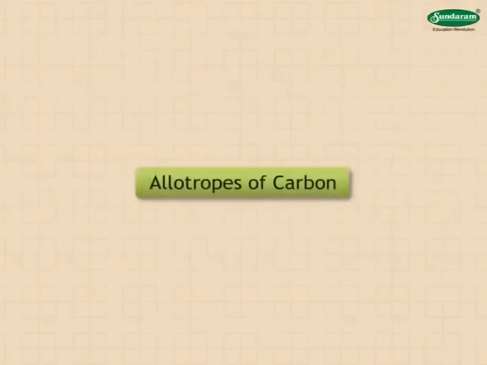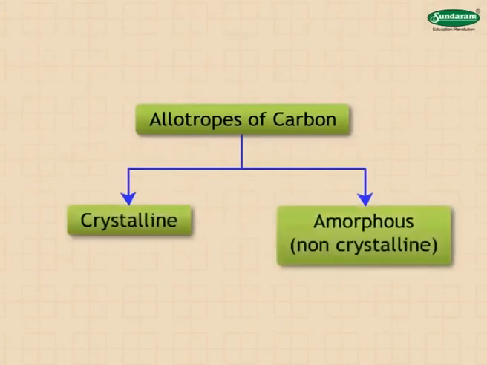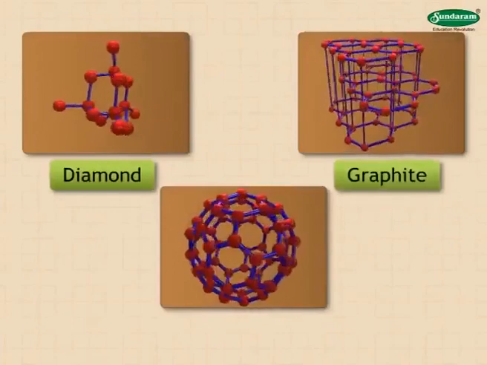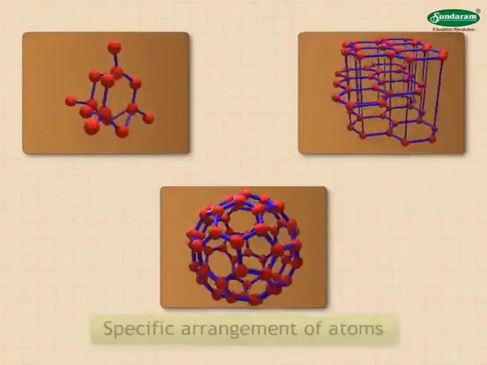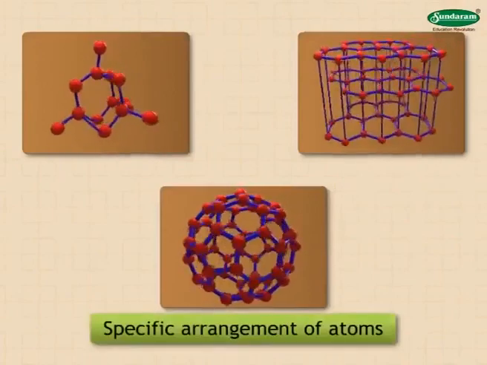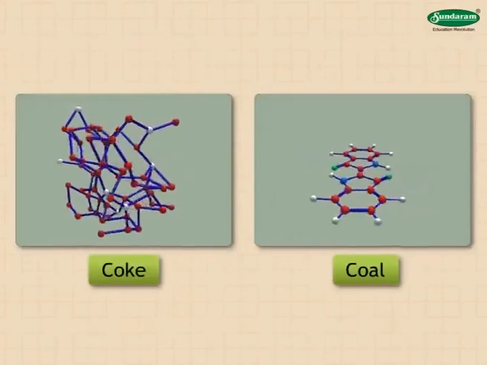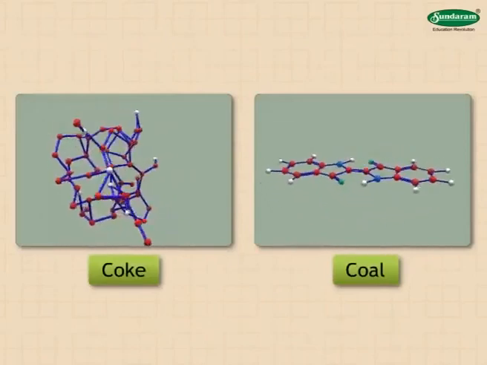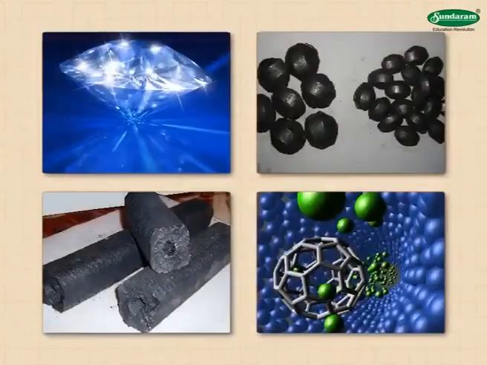Let us study the allotropes of carbon. They are of two types, crystalline and amorphous or non-crystalline. Diamond, graphite and fullerene are the crystalline allotropes. They have a specific arrangement of atoms. Coke, coal, etc. are the amorphous allotropes. The arrangement of atoms here is irregular. Now let us study the different types.